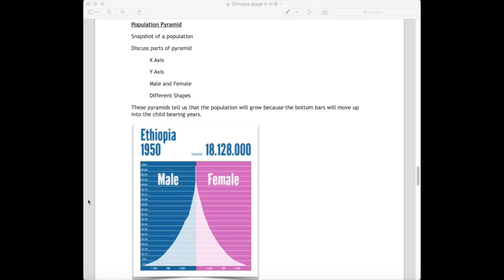So let's look at our example of Ethiopia. This is Ethiopia in the 1950s. Here's their population, about 18 million people. Any population pyramid can be broken up into three groups. The bottom group, about 14 to 15 years or below, is going to be called children. From about 15 and above to about 65 generally, you're going to talk about these people as being the economically active.